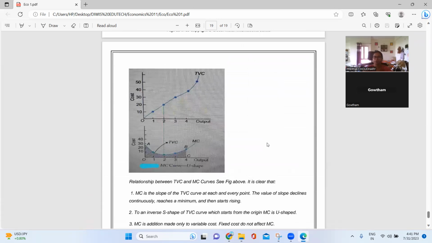See, this is my TVC curve and this is my MC curve. If you see the lower part of the MC curve, it is obviously decreasing, and then it is increasing at an increasing rate. Marginal cost is now increasing, so it is also increasing at a decreasing rate. It will be a bit S shaped.